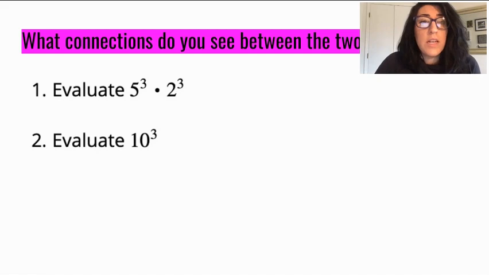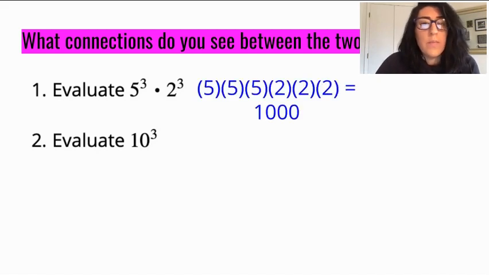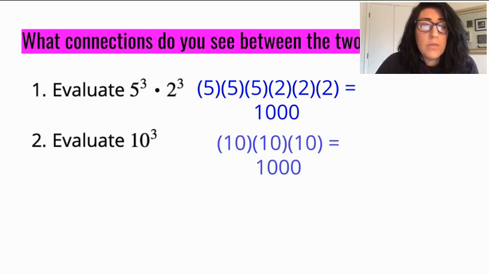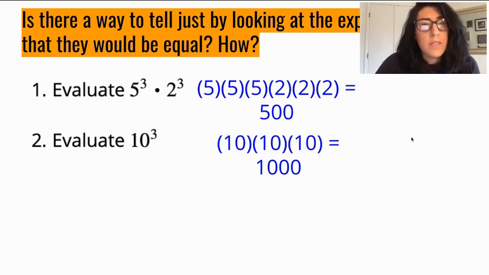Okay, so let's look at the connections we see between these two expressions. If we were to evaluate this first one, here's what it would be written out, but that would equal 1,000. And the second one is also equal to 1,000 because of that 10 times 10 times 10. So they both equal the same thing. But is there a way to tell just by looking at the expressions, without having to evaluate, that they would be equal to each other?